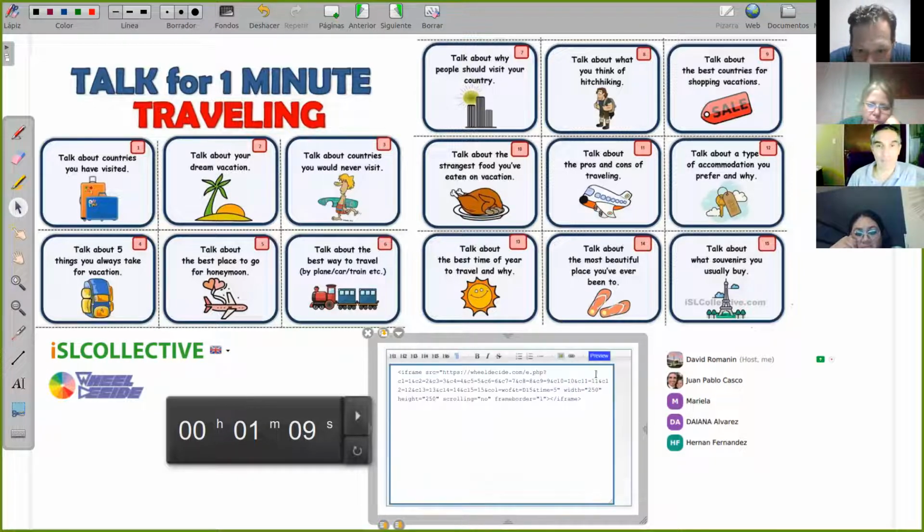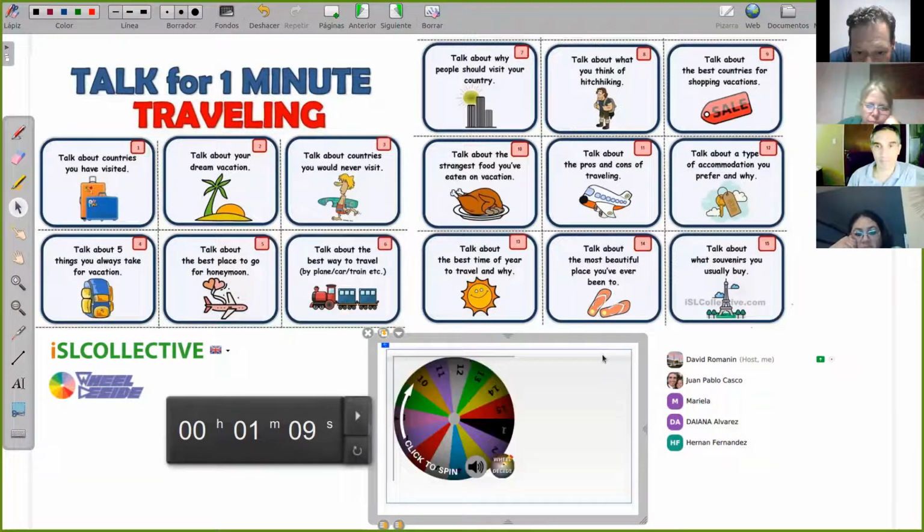No, come on. Okay, let's see. So I took this code. This is a wheel, huh? A picking wheel with numbers. And there are 15 options in this wheel. There are 15 options.